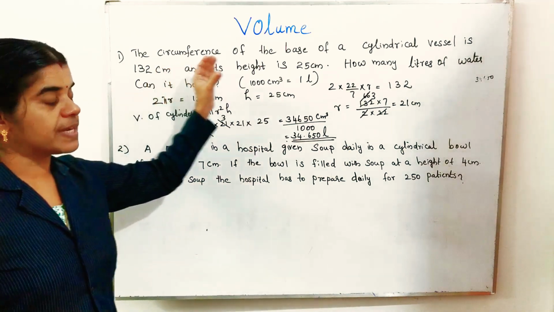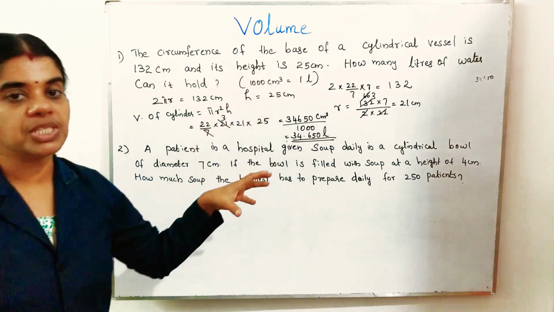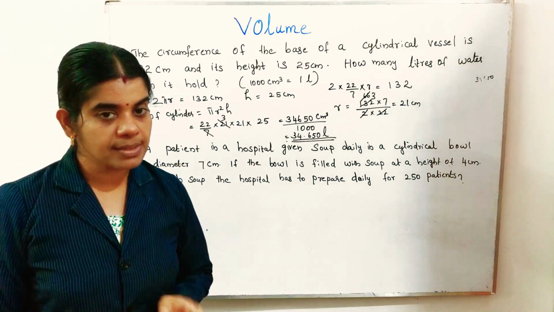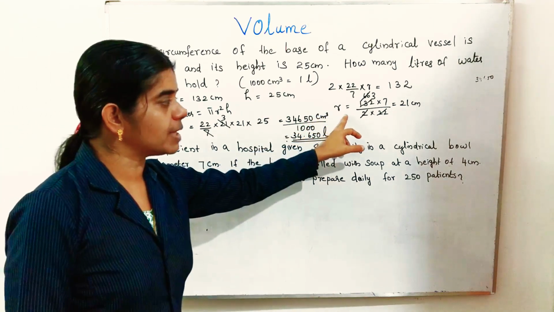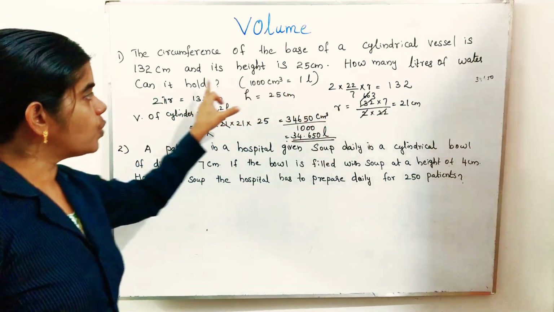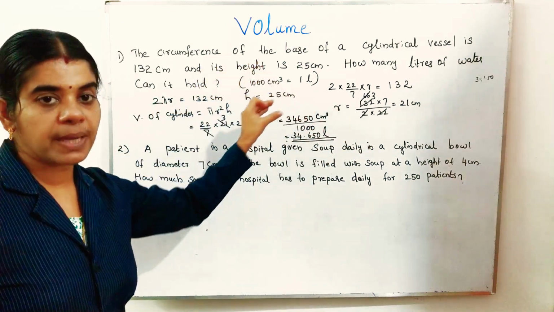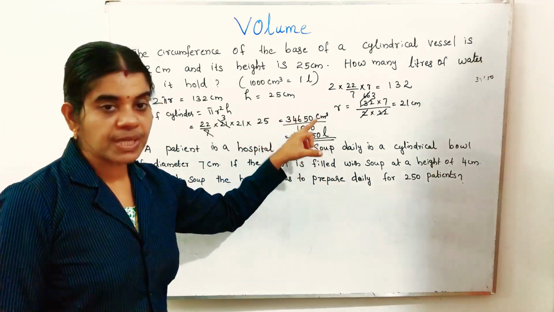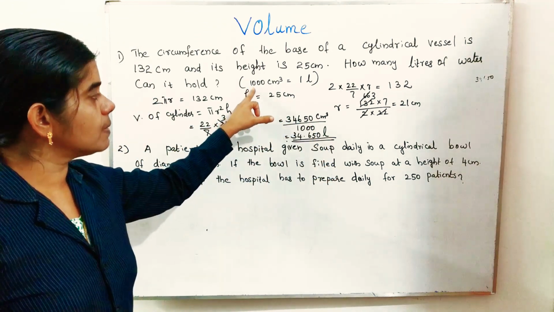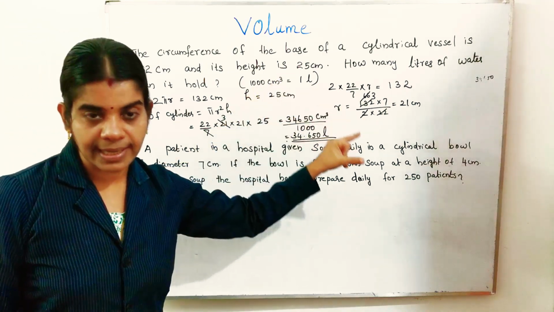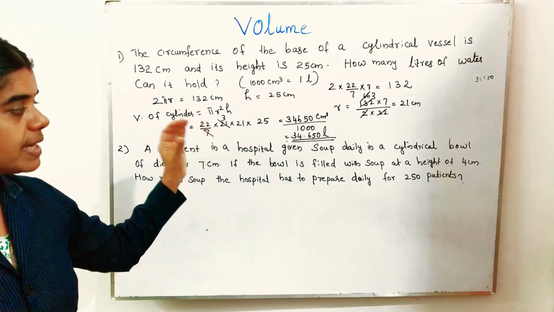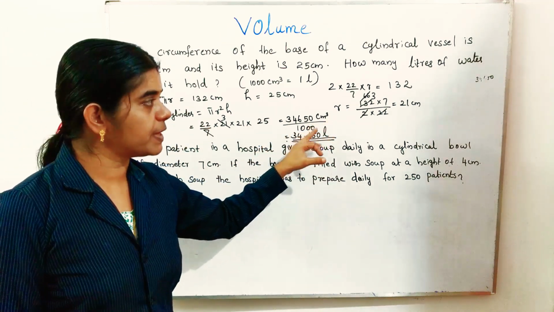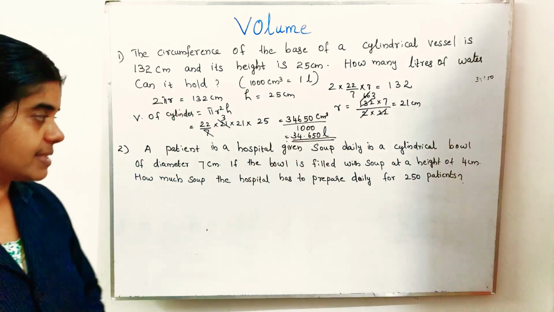Clear now? The circumference of the cylinder is given. That means the perimeter of the base of the cylinder, which is in the shape of a circle. The perimeter of the circle is 2 pi r. Using that formula, you find the value of r. Then the volume of the cylindrical vessel is pi r square h. Then substitute the values. You got 34,650 centimeter cube. But they already told that 1000 centimeter cube is equal to 1 liter. Then whatever answer you got, divide that by 1000, and you will get the answer in liter. So 34.650 liter will be the answer.